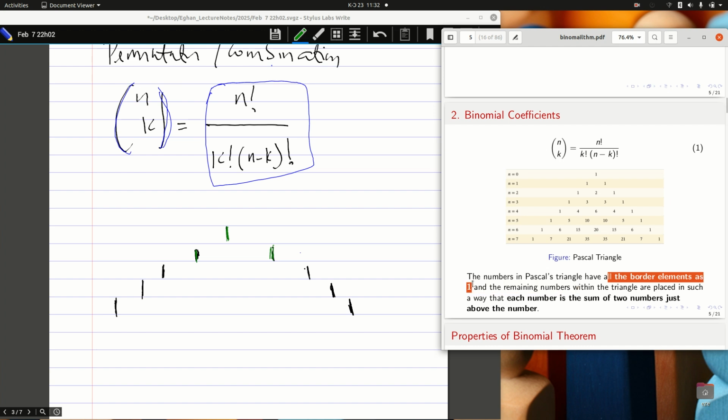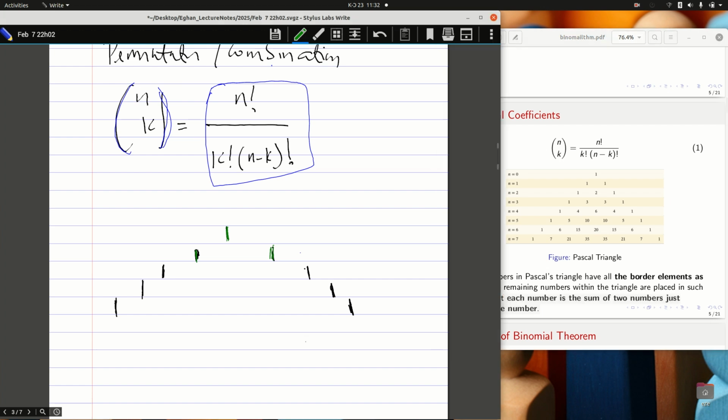And what happens in between? In between is the sum of the numbers just above it. The sum of the numbers just above it. So let's see how we can do it. If I move to this form, this is at n equal to 1. When n is 2, I have 1 at the border, and then I'll have 2 here.